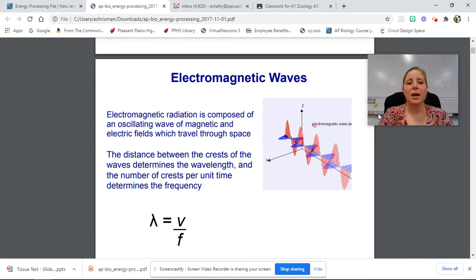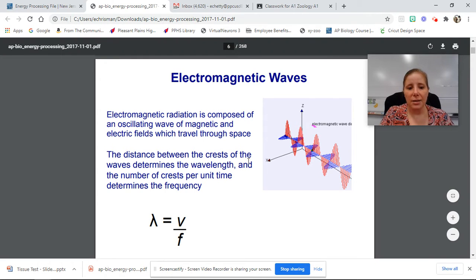All right, so electromagnetic radiation is composed of an oscillating wave of magnetic and electric fields which travel through space. The distance between the crests of the waves determines the wavelength, and the number of crests per unit of time determines the frequency. If you've taken any physics, you probably have already learned about this a little bit. The wavelength is going to be the velocity divided by the frequency. As you look, you can see each wavelength, or each crest there.